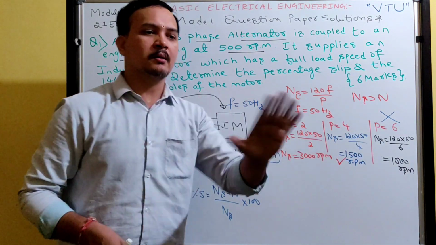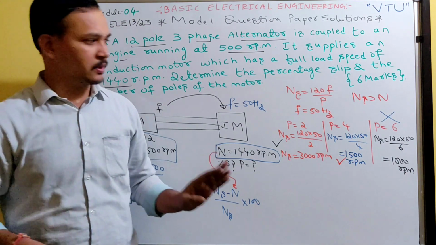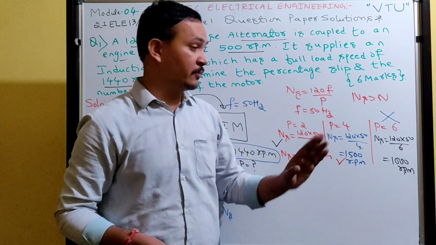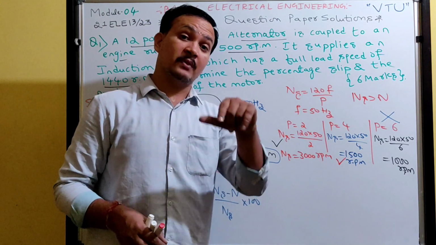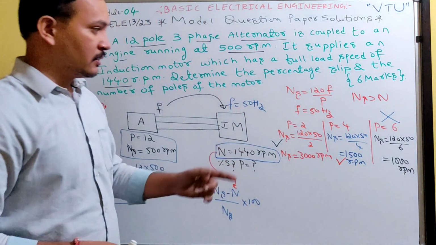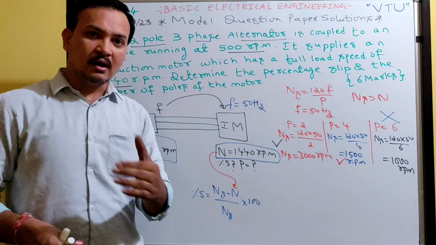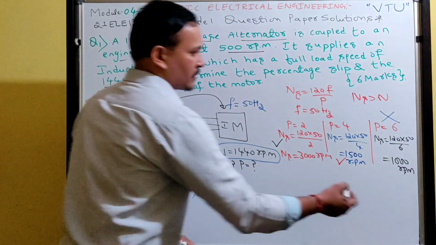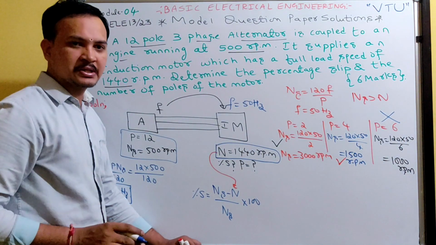You cannot make it an induction motor for 6 poles because ns becomes less than n. Then it cannot be an induction motor. Then it becomes an induction generator. When ns is less than n, it is called an induction generator. That is not in your syllabus. Okay, leave it. Understood guys? Why I cancelled 6 poles: it cannot be the answer.